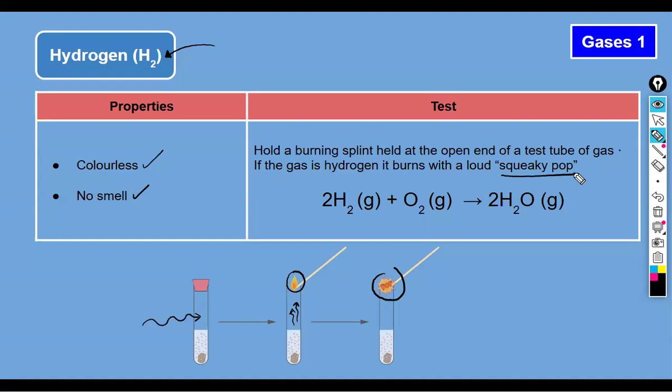Now, in the CXC exam, they not only ask you for a description of what you observe when there's hydrogen, but they like you to give what? An equation to explain it. You see the hydrogen, right? You see when you have a flame, right?